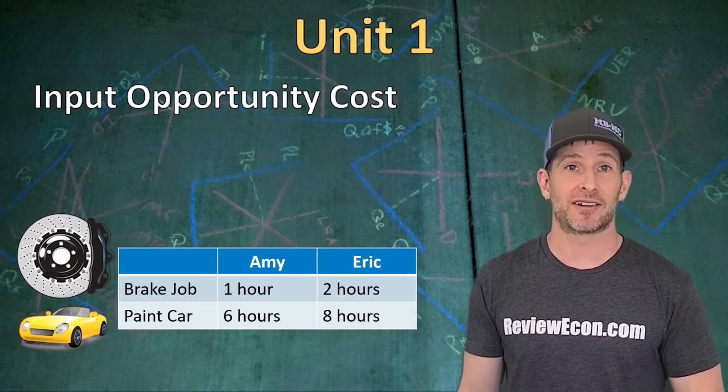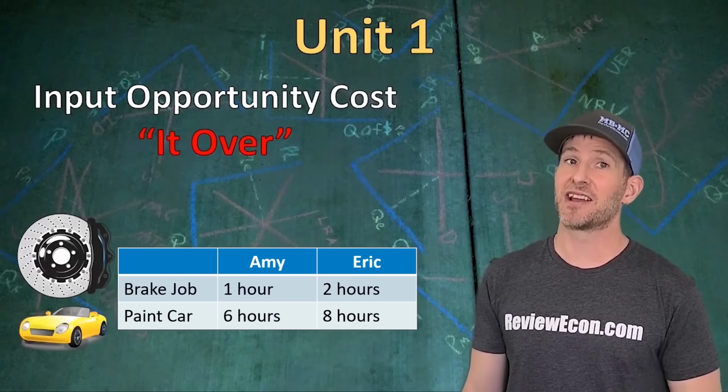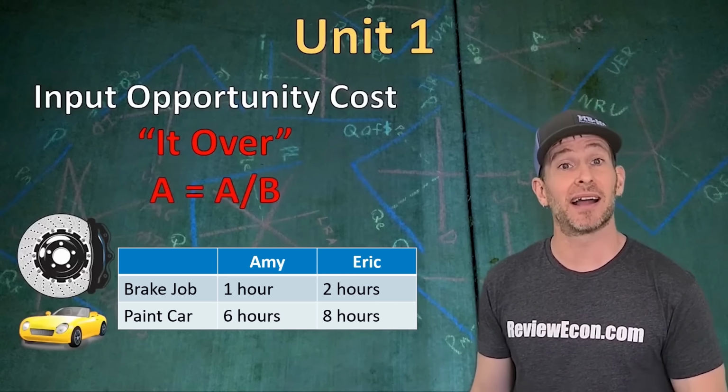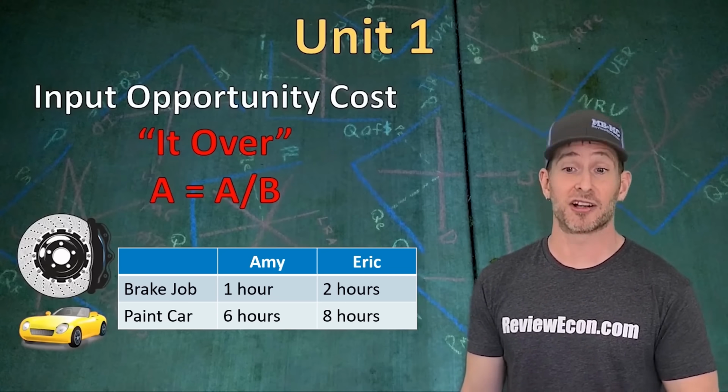The formula for calculating opportunity costs when you have inputs is the "IT over" formula. That means the opportunity cost of A is IT, the numbers for A, divided by the numbers for B. Let's try that math out by calculating the opportunity cost of painted cars for Amy and Eric.